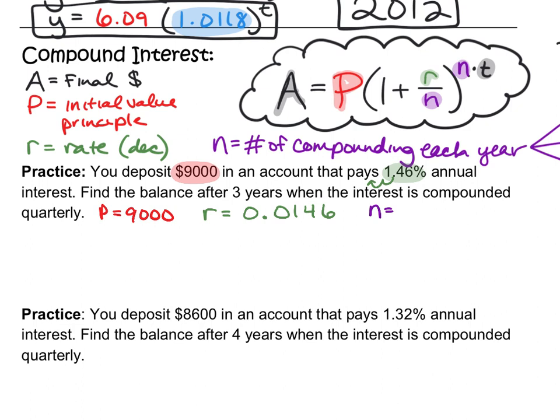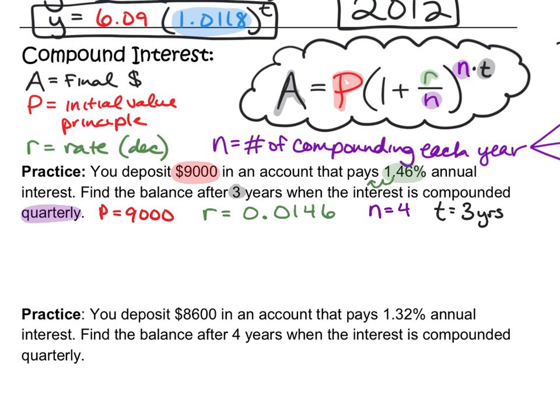It is four. How did you know it was four? It says quarterly. So you're looking for the place where it says how it's compounded, compounded quarterly. The last thing that we need is T, T for time. How long are we measuring this? 3 years. It's going to tell me the amount in the account afterwards, because that's what it's asking for. Find the balance or the amount in the account after 3 years.